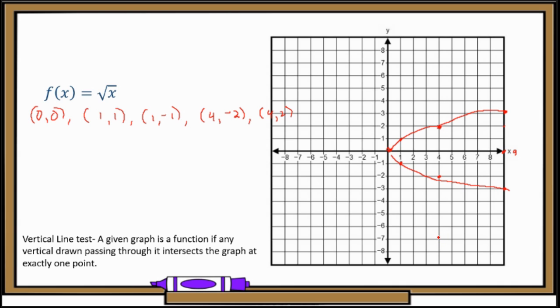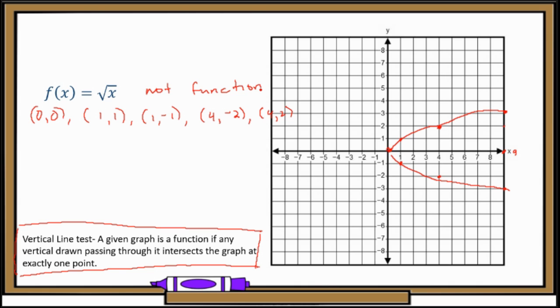But what if you are only given the graph and you don't have an idea what the equation is? So you can use the idea of the vertical line test. So I have placed here a short definition for the vertical line test. A given graph is a function if any vertical line drawn passing through it intersects the graph at exactly one point. From our earlier examples, we know that this is not a function.